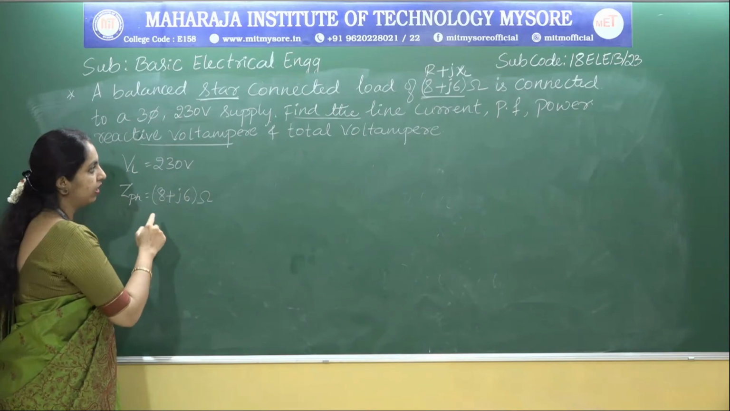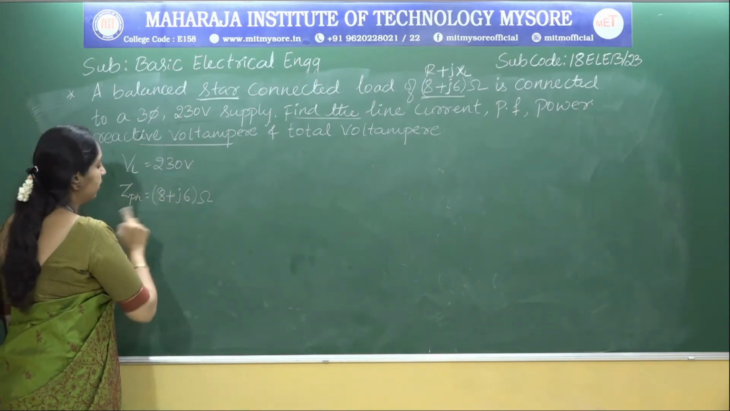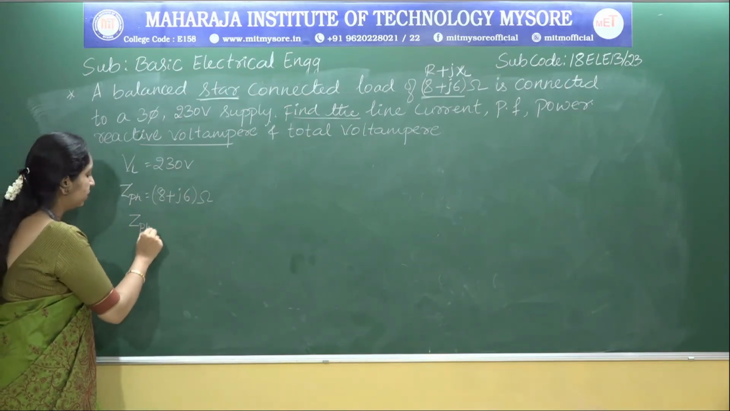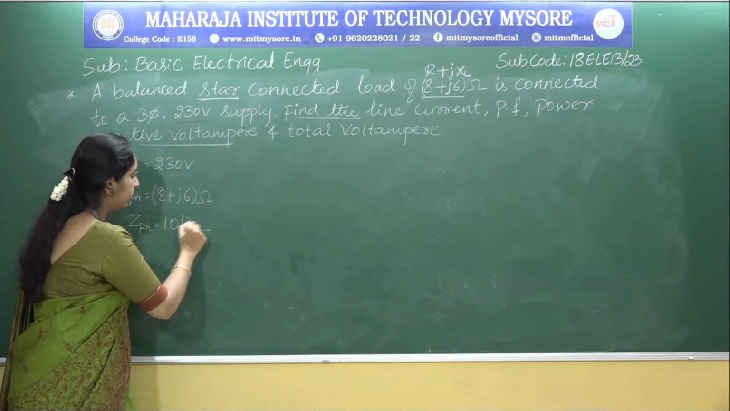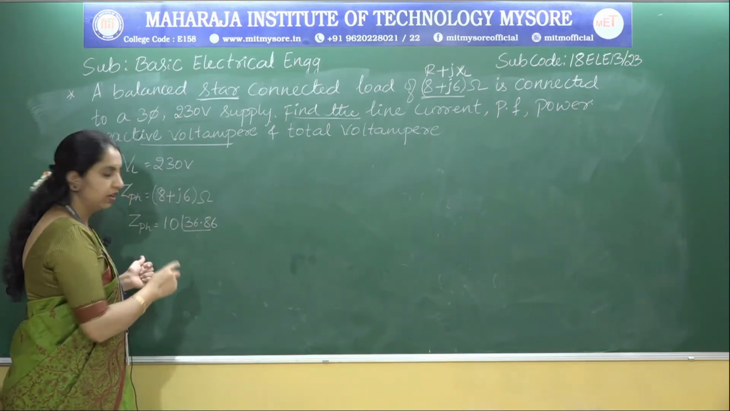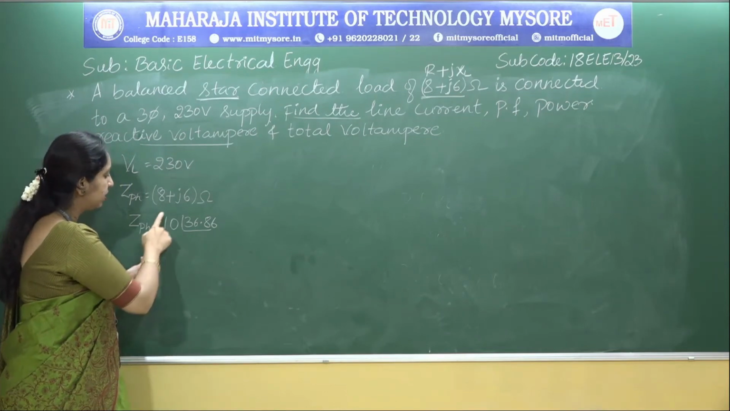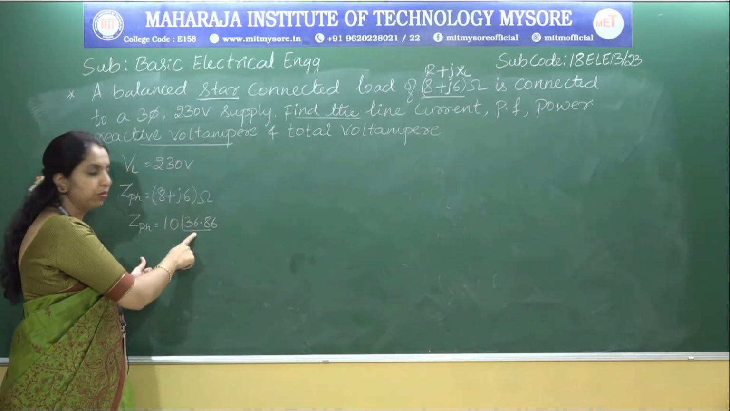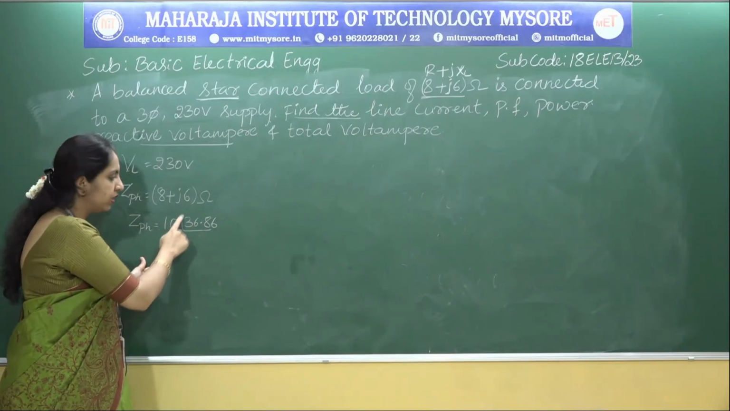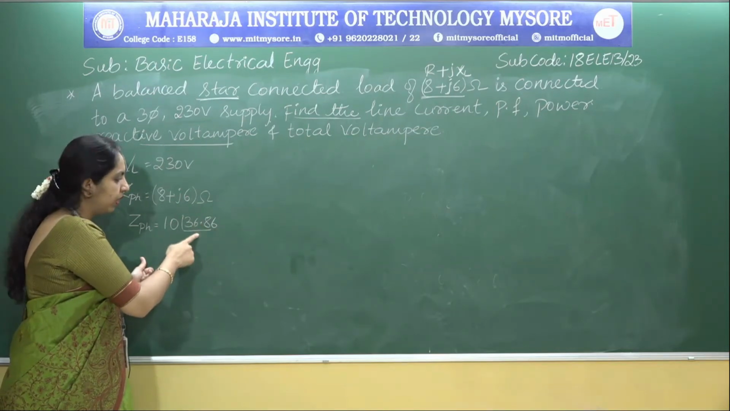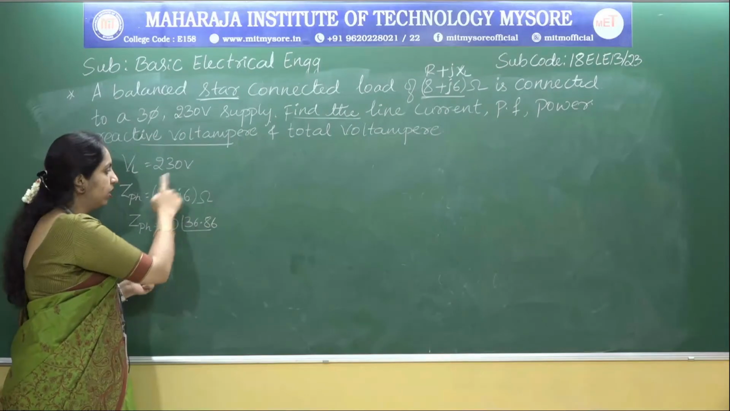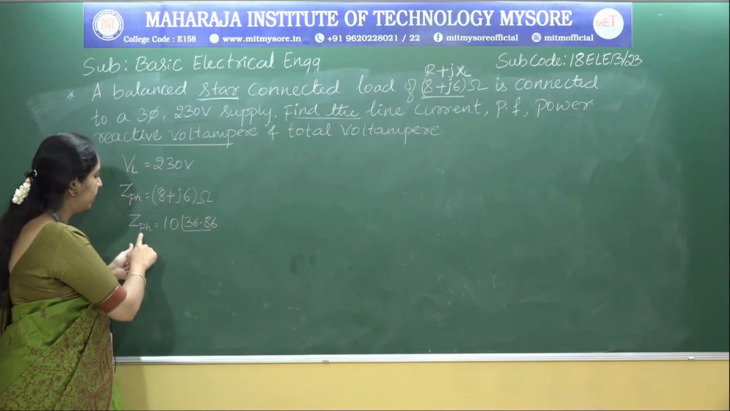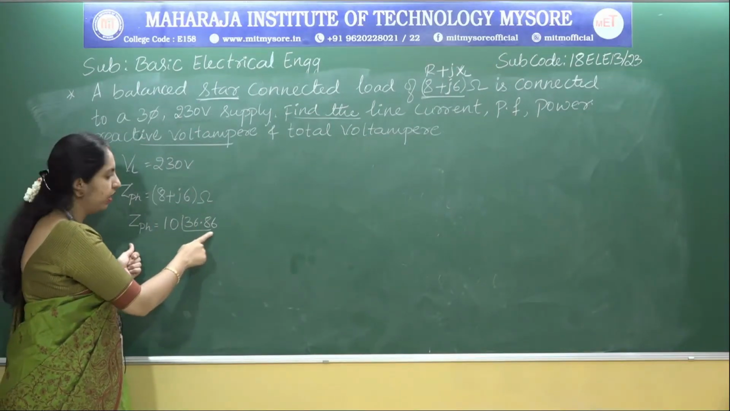And before we find out the line current, first we need to have ZPH in the form of polar. So we get 10 at an angle of 36.86. Remember, whenever we convert from rectangular form to polar form, we get the form x at an angle of y. And whenever we convert polar to rectangular, it must be in the form x plus j into y, right? So we have obtained ZPH as 10 at an angle of 36.86.